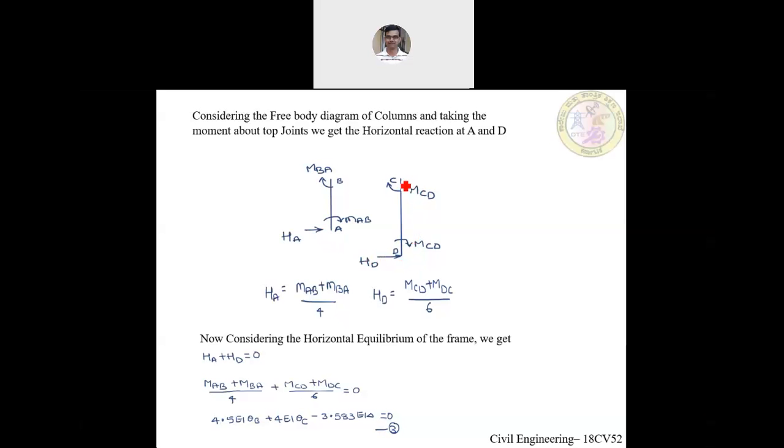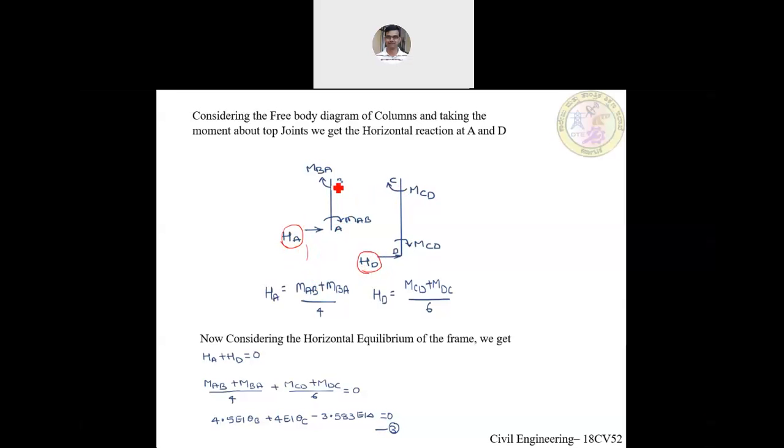Now, I'm not worried about the vertical reaction because we are not considering any vertical forces as of now. So I'll consider only the horizontal forces, and I'll be considering the horizontal equilibrium of the frame in order to generate the third equation. For this free body diagram, I'll apply summation of moment about B equal to 0 and summation of moment about C equal to 0, so that I'll be in a position to write an expression for the horizontal reaction at A and the horizontal reaction at D.